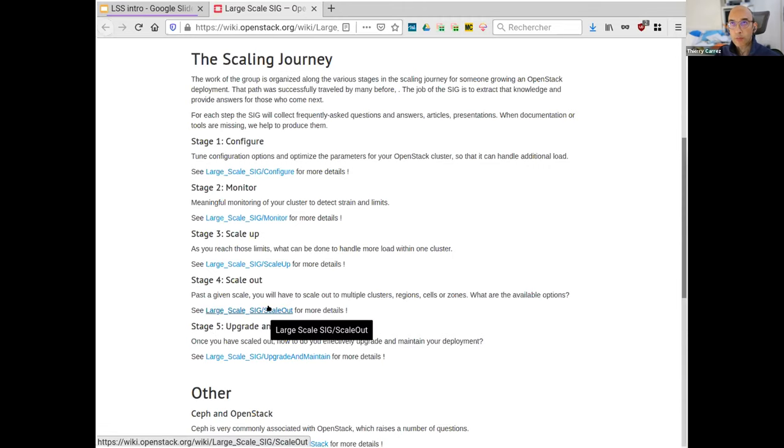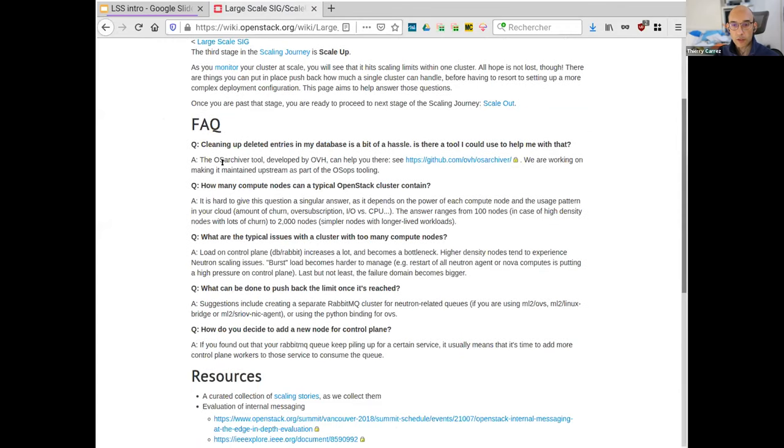We are trying to list the questions and provide answers that almost everyone will have at one point. As an example, stage three has this fact where we're asking, how many compute nodes can a typical OpenStack cluster contain? The answer is obviously, it depends. It's always it depends, but at least it gives a range between 100 nodes and 2000 nodes, depending on the type of usage you have and the API churn that you can have. Those kinds of questions, we're trying to make sure we provide a basic answer to them, and hopefully that gives people more confidence before they start their scaling journey with OpenStack.